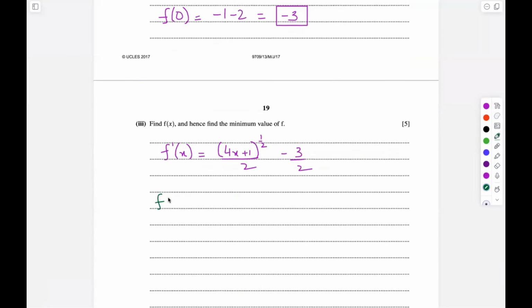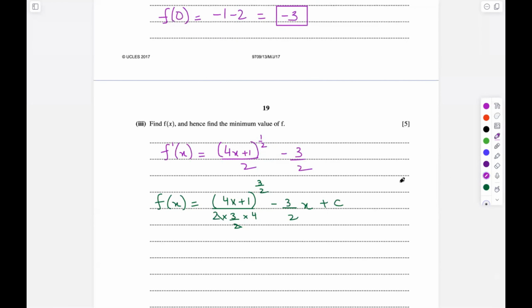So integrating f dash of x, that will become (4x plus 1) to the power, we'll increase the power by 1, so that will become 3 upon 2. We'll divide it by the new power, which is 3 upon 2, and also multiply it with the derivative of 4x plus 1, which is 4. So 2 and 2 will cancel out. Integral of 3 upon 2 will become 3 upon 2 x, and we'll add a constant plus c.